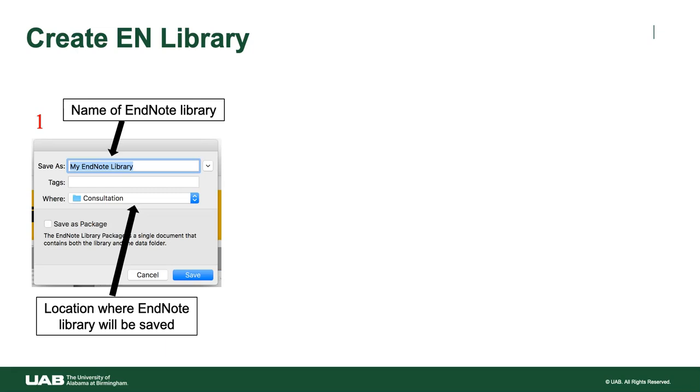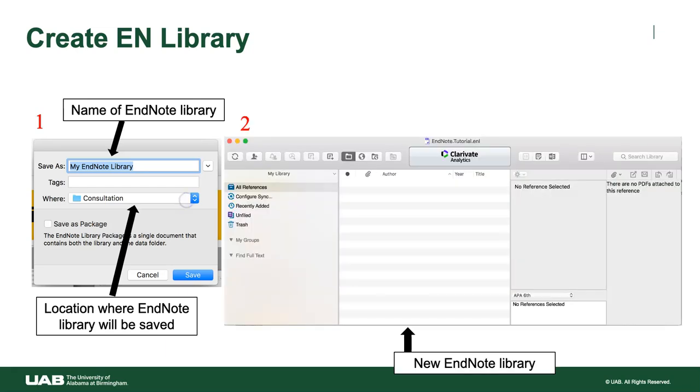When you do that, a box will appear. In that box, it will say Save As, and by default, it will name it My EndNote Library. But you can name it whatever you want to name it. It'll also give you an option of where you want to save it. So that's what you see here. You can change this to wherever you want to save it, as long as it's on the hard drive of your computer. So you just name it something and decide where you want to save it, and then you click Save. When you click Save, another box is going to pop up, and this is going to be your actual EndNote library.